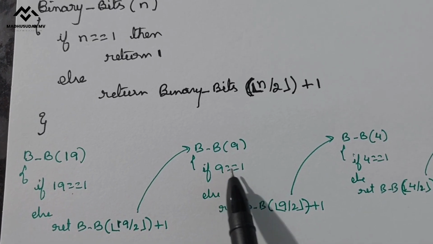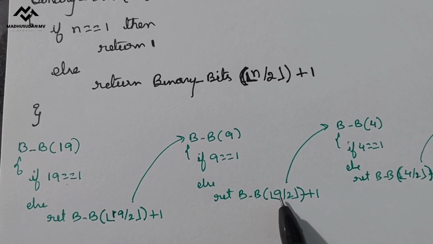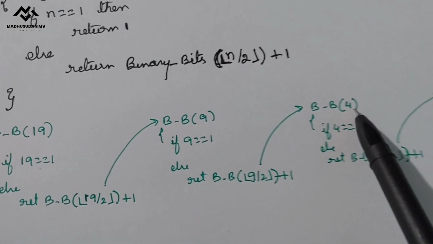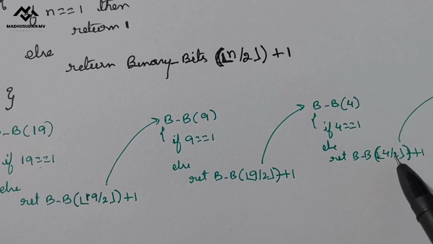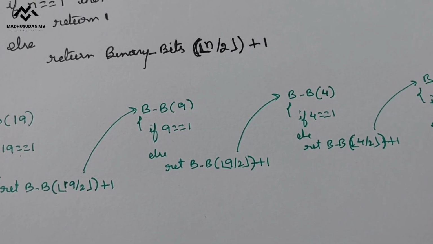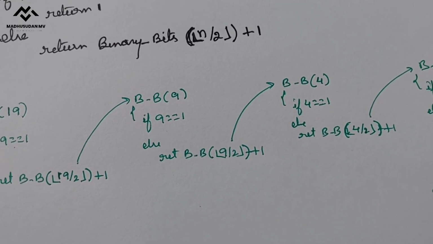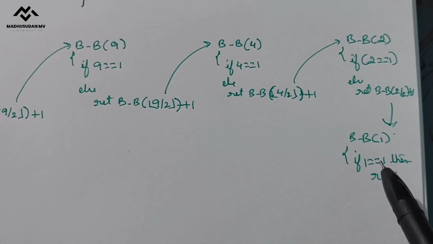Again, if 9 is equal to 1, false, comes to the else part. Now it is calling 9 by 2 plus 1. That is 9 by 2, lower limit is 4. So 4. 4 is equal to 1, again false, return binary bits 4 by 2. 4 by 2 is now 2. Okay, now 2. 2 is equal to 1, false, again binary bits of 2 by 2 is 1. So binary bits, here 1 we are calling. Now 1 is equal to 1, yes, true.